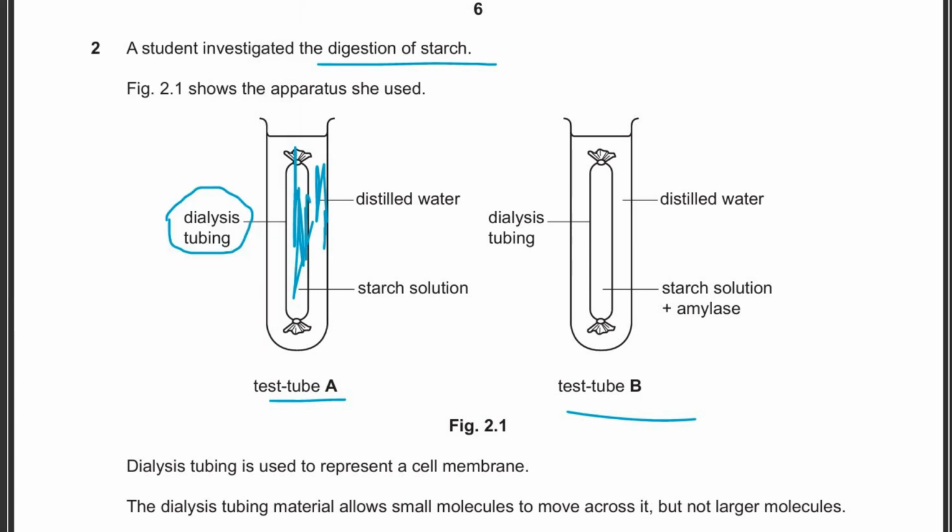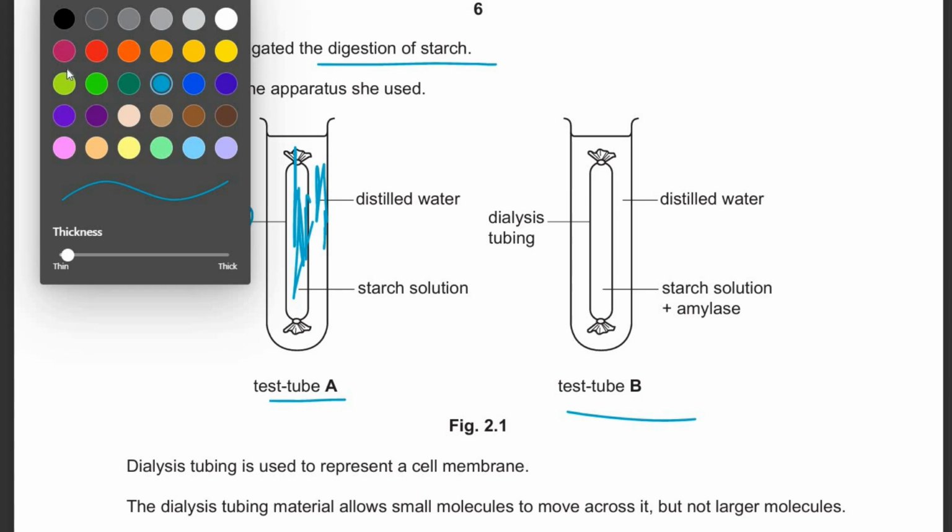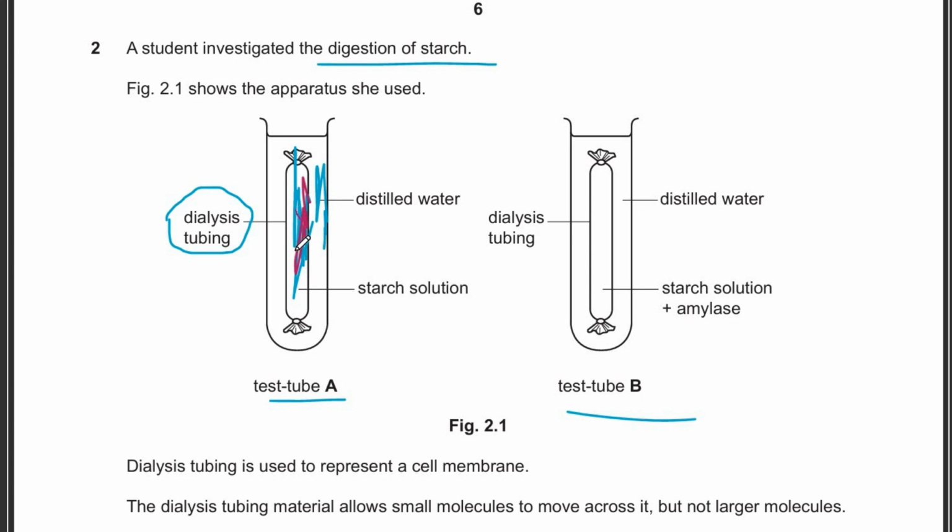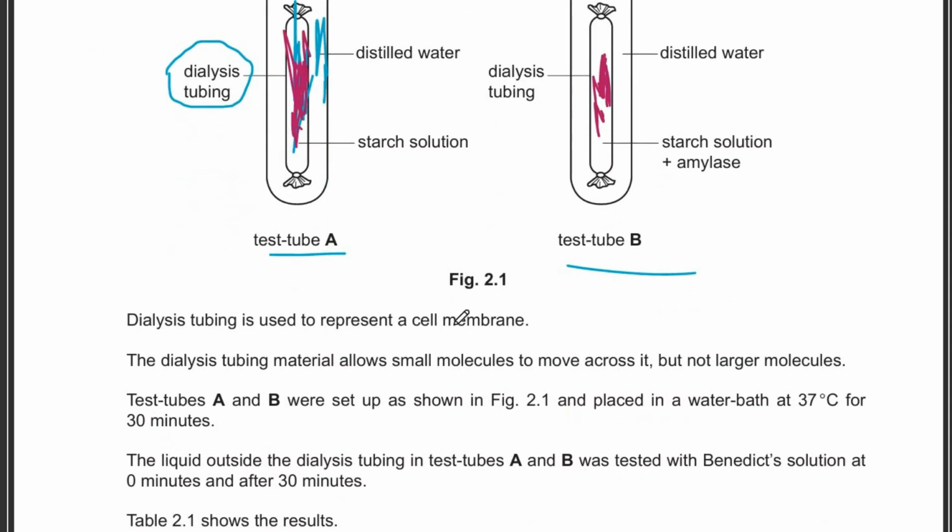starch solution inside, and we have the distilled water outside. In test tube B, we have starch plus amylase solution, and we have the distilled water outside in this tube as well. Dialysis tubing is used to represent the cell membrane. Dialysis tubing material allows small molecules to move across it, but not larger molecules.